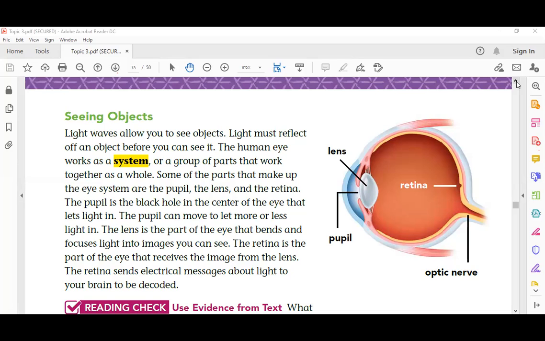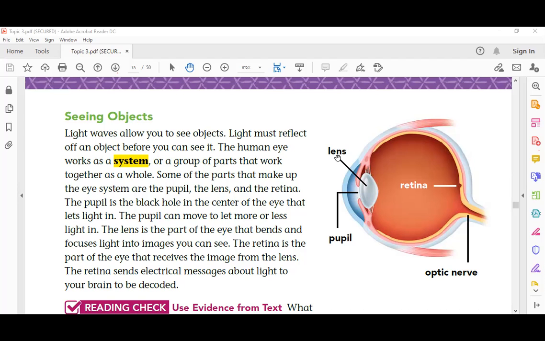First, look at this picture or at this figure. You have to know something about the structure of the eye. Your eye is a system. What is the meaning of system? A system is a group of parts that work together as a whole. The word system means a group of parts that work together as a whole.